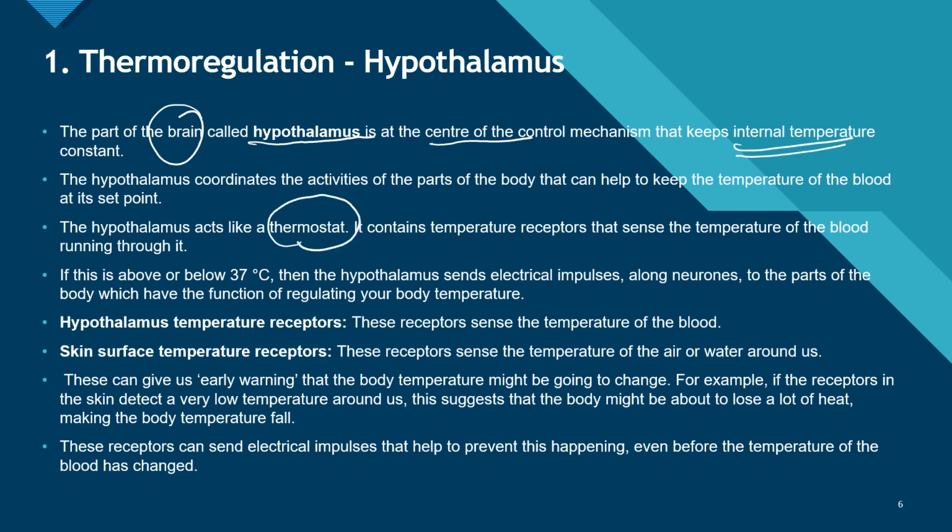It contains temperature receptors that sense the temperature of the blood running through it. If the temperature of the blood is below or above 37 degrees Celsius, then the hypothalamus sends an electrical impulse along nerves to the parts of the body which have the function of regulating your body temperature. So basically, the hypothalamus acts like a thermostat, right? Then hypothalamus temperature sensors and skin temperature receptors. Yeah. So when you talk about thermoregulation, right?